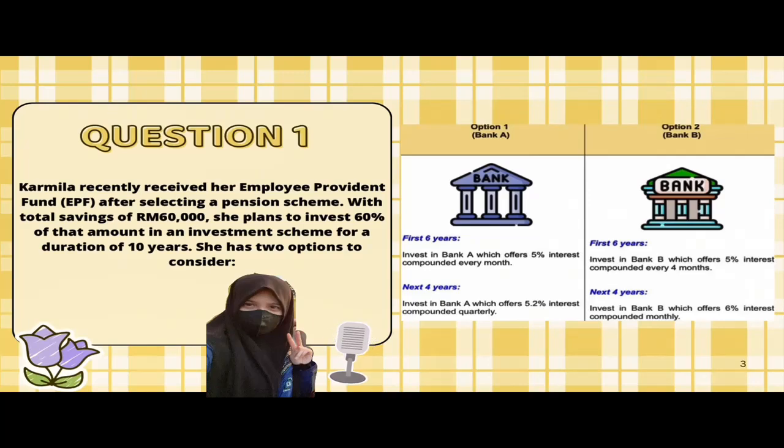First of all, option 1, Bank A. For the first 6 years, if she invests in Bank A, it offers 5% interest compounded every month. For the next 4 years, Bank A will offer her 5.2% interest compounded quarterly. For option 2, Bank B, for the first 6 years, she will get 5% interest compounded every 4 months. For the next 4 years in Bank B, she will get 6% interest compounded monthly.